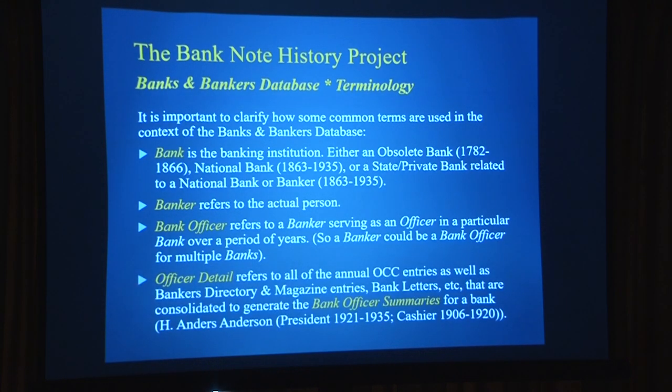And then officer detail refers to all the annual OCC entries, plus the banker's directory and magazine entry, bank letters, all the other stuff that are consolidated to generate the bank officer's summaries for a bank. And here we've got a sample of an officer summary here, H. Anders Anderson. He was president in 1921 to 35 and cashier in 1906 to 1920.